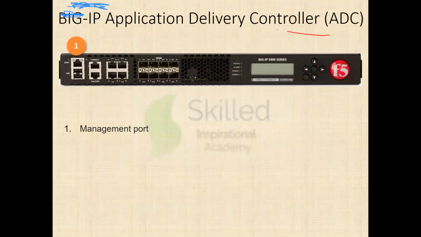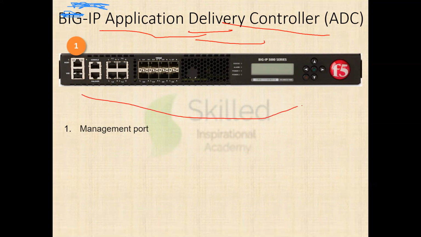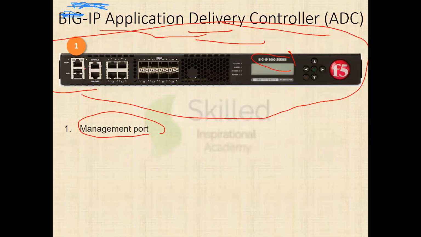Now let's go further on how F5 looks. We will discuss different ports. This is your BIG-IP hardware. This hardware is the 5000 series. The first port, on the left side, is called the management port. If F5 is new, from scratch, and you need to configure it, you take a console and connect to your management port.